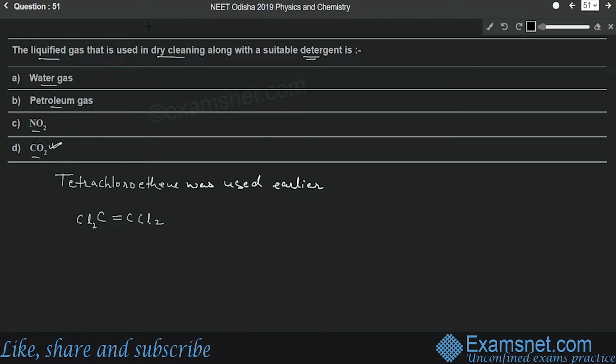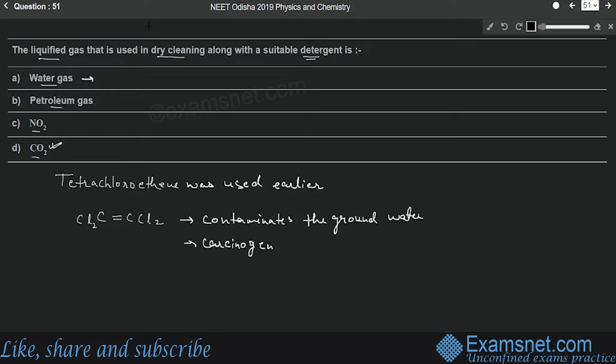And what is the reason behind that? The reason is that tetrachloroethene often contaminates the groundwater, and also it is a suspected carcinogen. Therefore, liquefied carbon dioxide is relatively safer. That's why this is used.